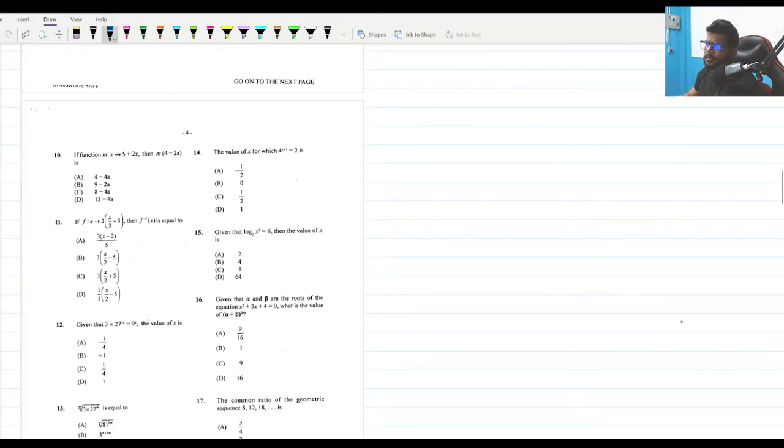The next function is similar to the h of something. m of x is 5 plus 2x, and we want to know what m of 4 minus 2a is. 5 plus 2 into 4 minus 2a. 5 plus 8 minus 4a. 5 and 8 is 13 minus 4a.